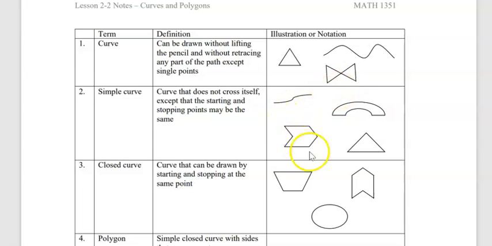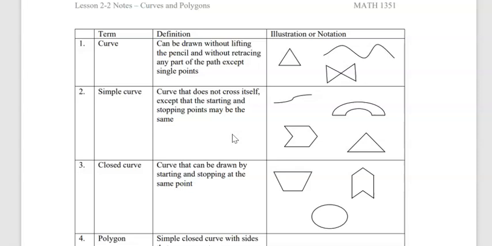But right here, we have different simple curves. Notice that these are all curves. They can be drawn without lifting the pencil. But they do not cross over themselves except for at the starting point and the stopping point. Those two points can be the same.